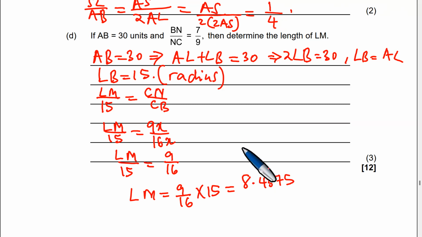Right, 2 decimal places is popular, which is approximately 8.4 units. Yes, units. Okay, so we have this. So we just had to get the LM there for 3 marks there, and we've just got it. Okay, so think about that one.